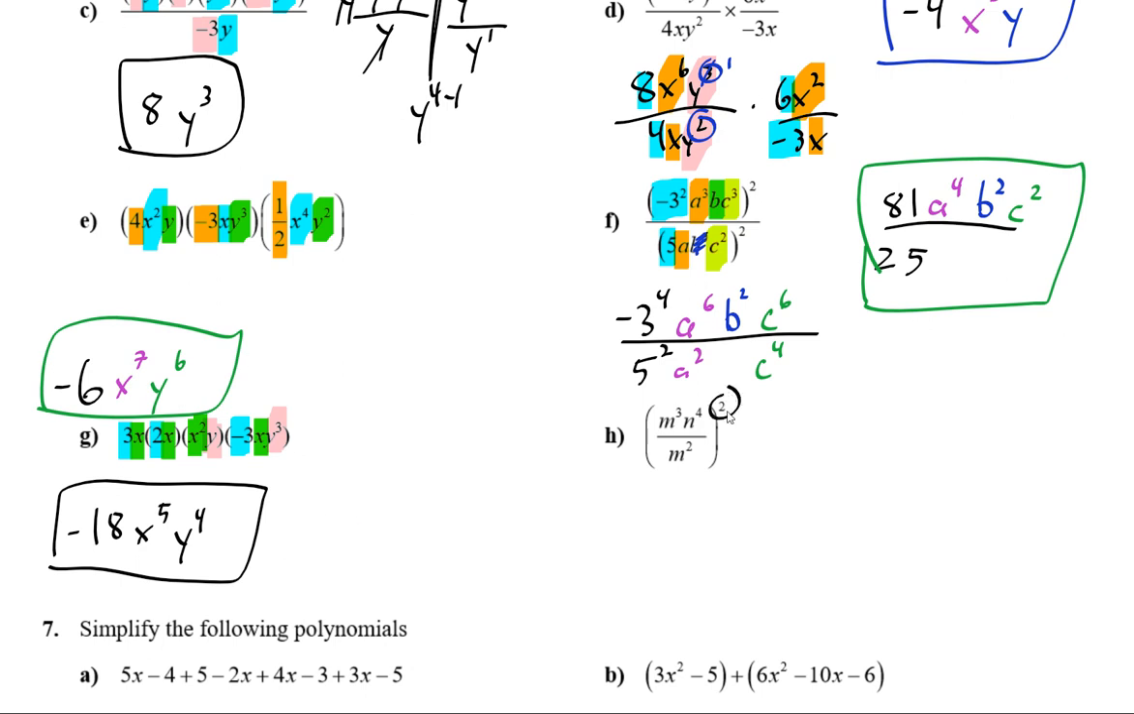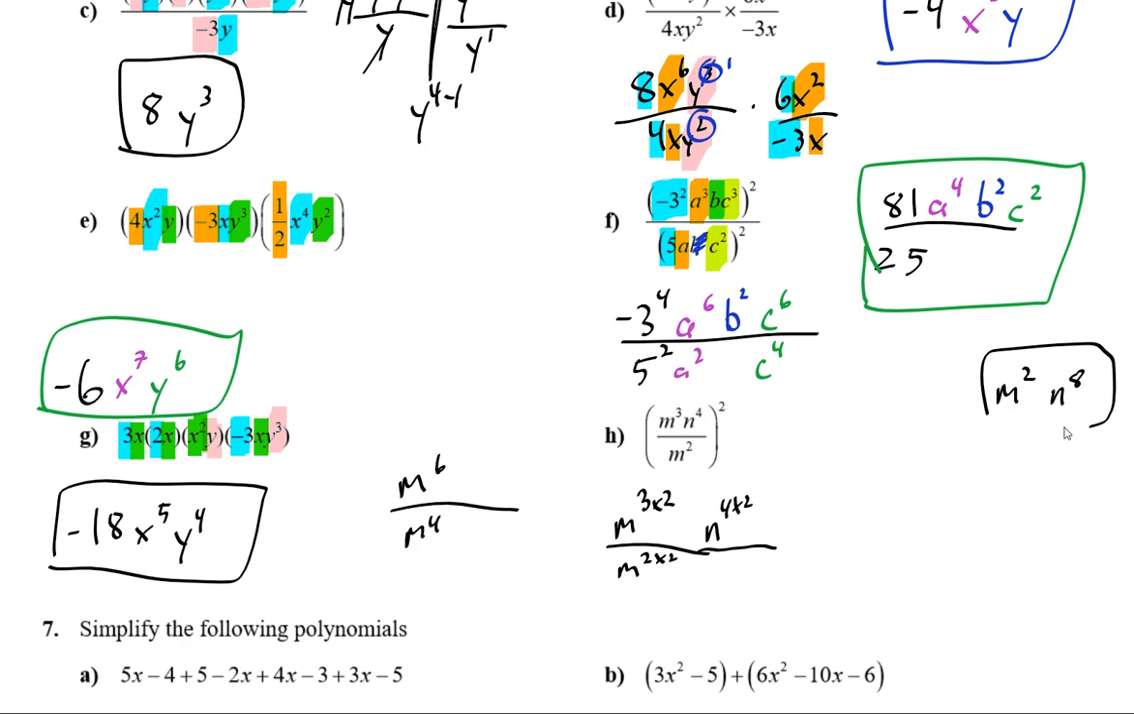And for h, we got this squared on the outside, needs to be distributed to everything on the inside. We can do it 2 ways. One is to do all that distribution first, so that's m to the 3 times 2 over m to the 2 times 2, and n to the 4 times 2 over there. So 3 times 2 is m to the 6. 2 times 2 is m to the 4, and my end result will be m to the 6 minus 4, which is m squared. And for the n, I've only got n on the top, and there's 4 times 2 of them, it's n to the 8. So this should be my answer.